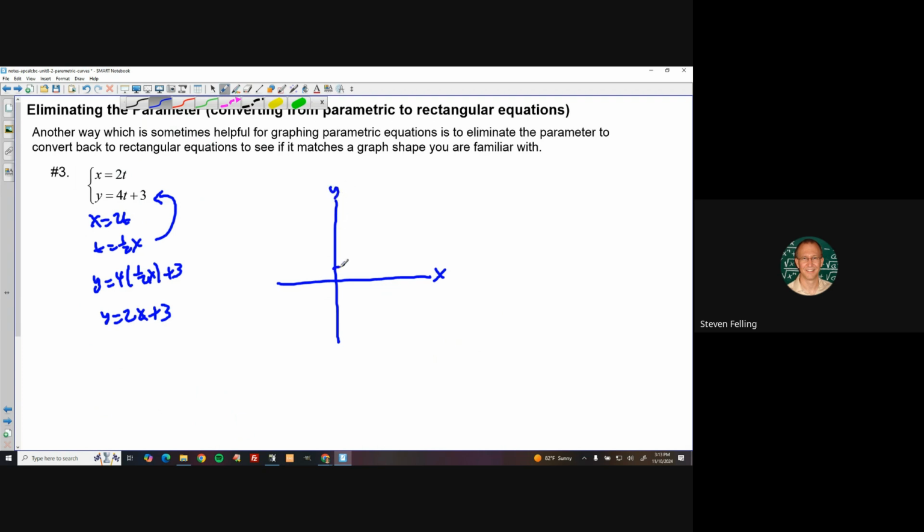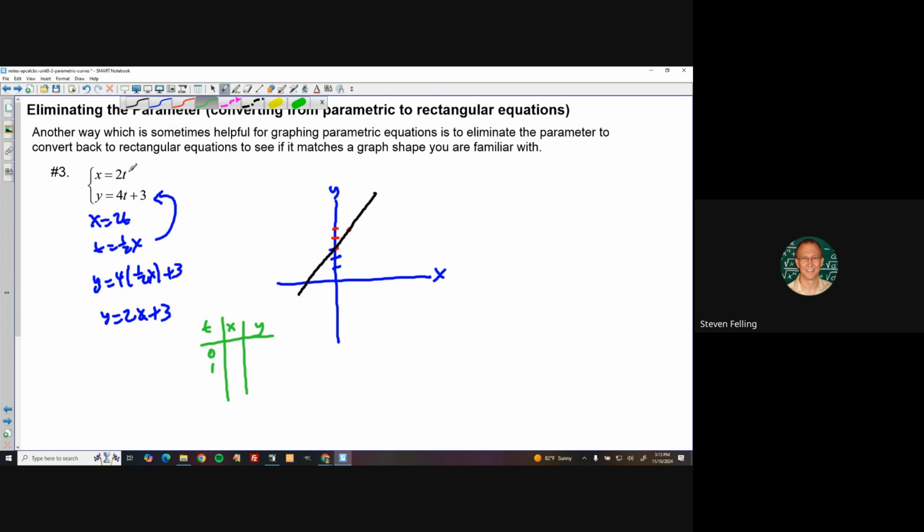We have a y-intercept of 3. And we have a slope of 2, which means we go over 1 but up 2. Up 2 over 1. That means the curve is this, right? So now I have the shape. And to get the direction, we'll make a little table here and plug in two values for t. Let's plug in 0 and 1.